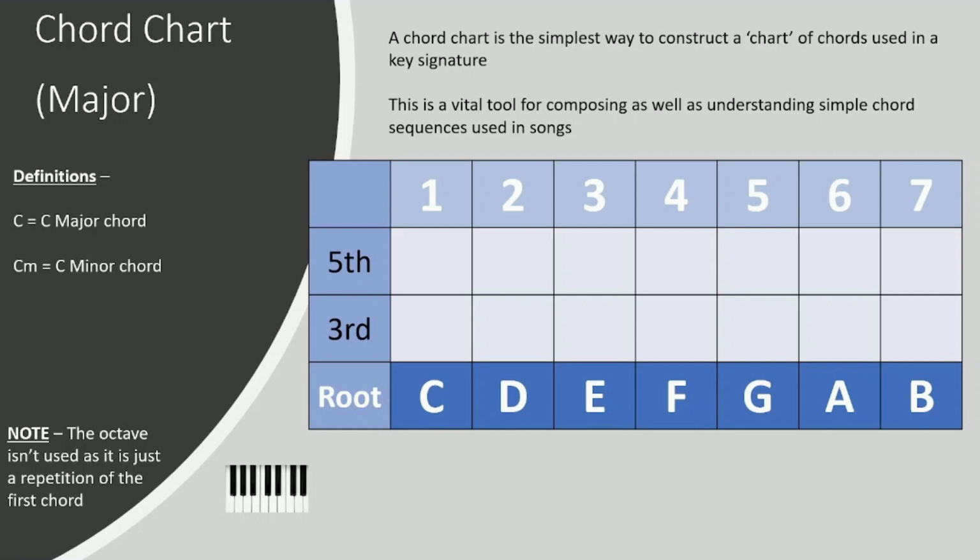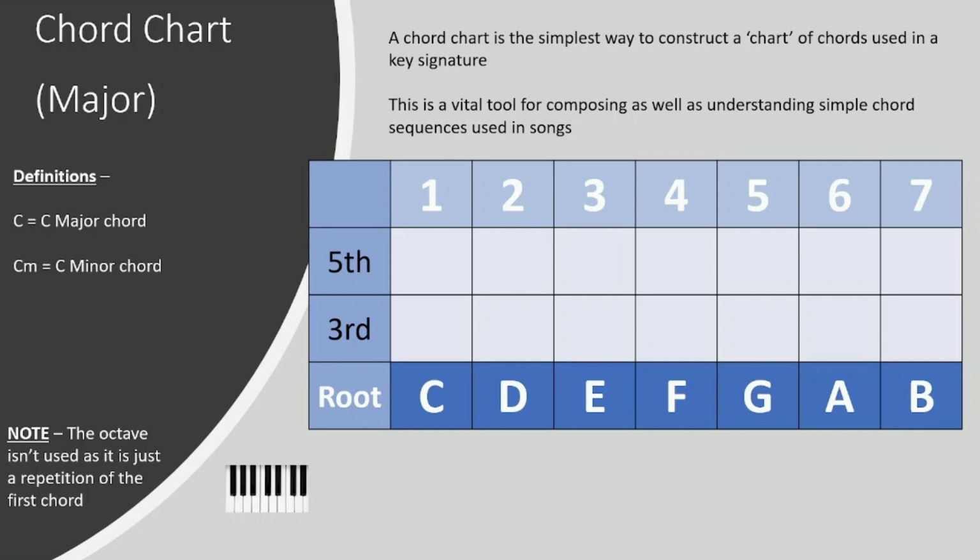Now, in this particular chord chart, we have numbers across the top. They tell us what chords they are, as will make sense when we start organizing chords in a chord sequence. We'll say chord 1 to chord 4 to chord 5, and so on and so forth.